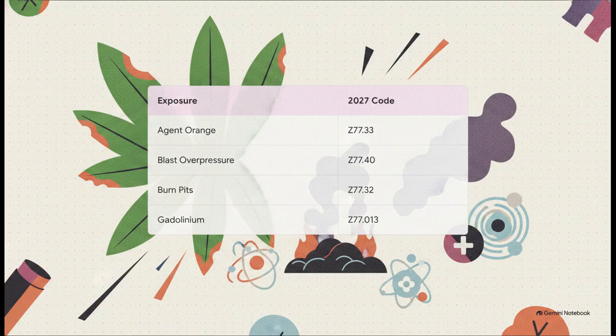And it's not just military stuff. Over in the medical realm, exposure to gadolinium, which, as you know, is a very common MRI contrast agent, has been explicitly added to Z77.013. This comes right alongside new codes for abnormal gadolinium levels in the blood. Ultimately, this all paves the way for some incredibly accurate epidemiological tracking.